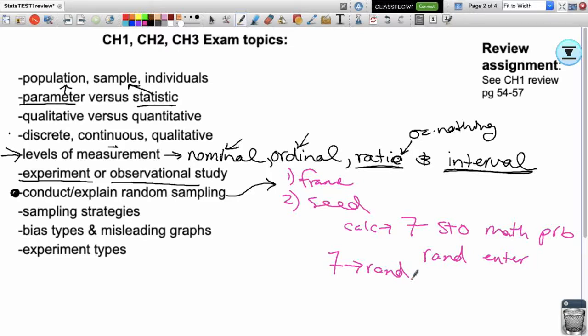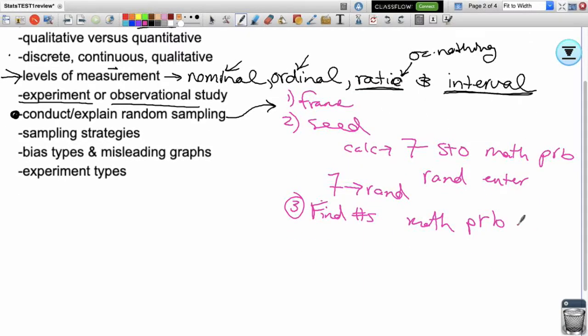So you're going to go back into your math menu. Now your next step is to actually get your random numbers. You go back into math, back into probability, PRB, and now you're going to go down to randInt. And you're going to tell the calculator which interval to pull random numbers from. Because if my frame only goes 1 to 9, I don't want to pull up the number 25 or 2,873. Do you see what I mean? It has to fall somewhere between 1 and 9.